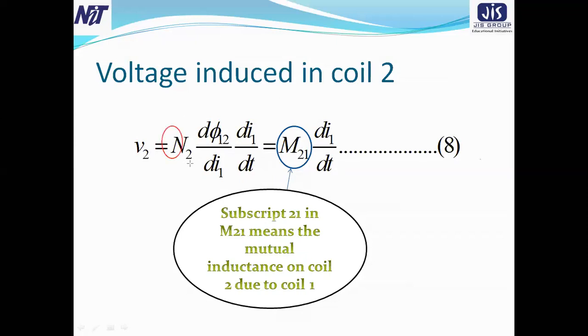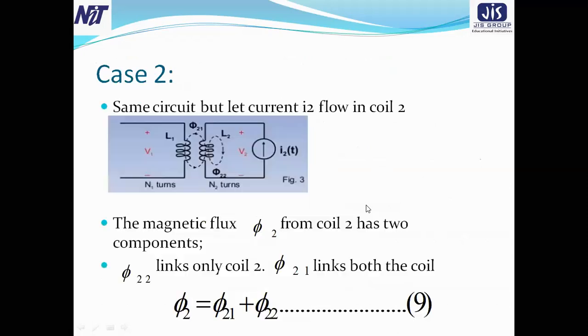Previously it was wrongly written. So this part, N2 dφ1/di1, equals M21, where 21 means the mutual inductance on coil 2 due to coil 1. Okay, so this way we can find the voltage V2.